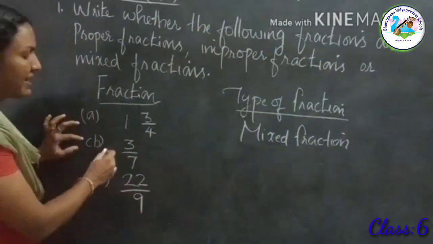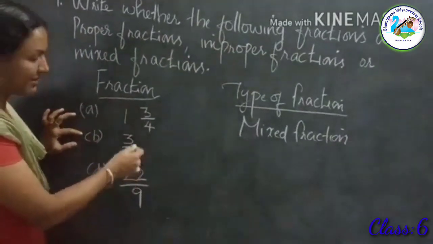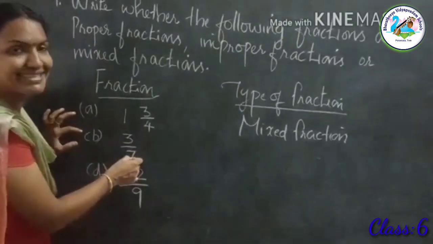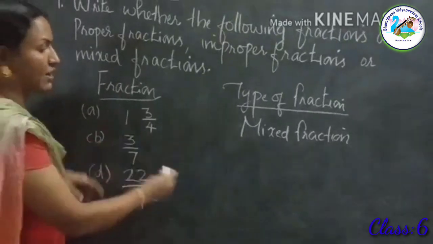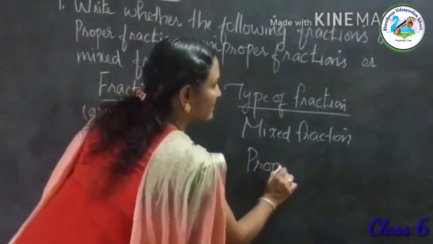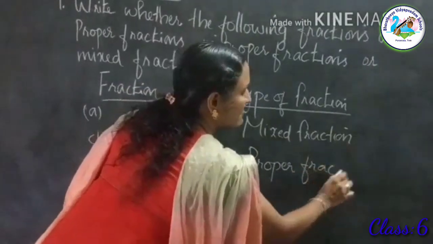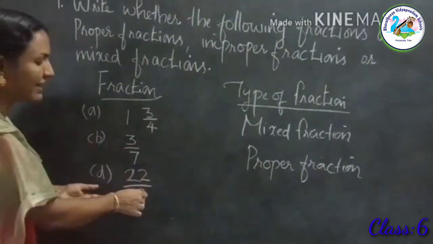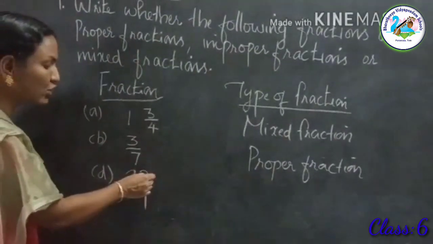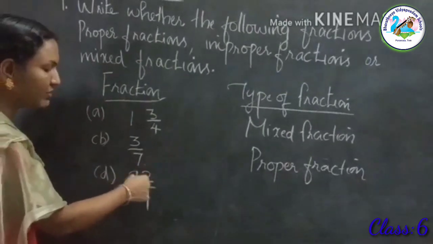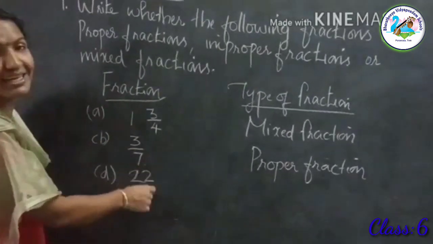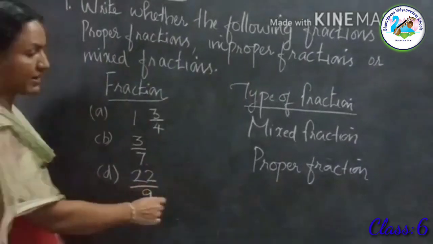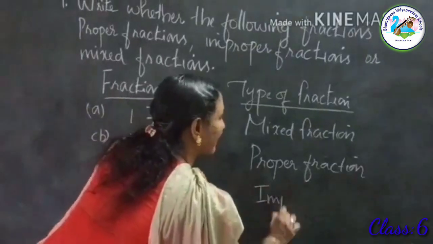The next one, B, 3 by 7. Here the numerator is 3 and the denominator is 7. So the numerator is less than the denominator. It is called a proper fraction. Next, option D, 22 by 9. Here the numerator is 22 and the denominator is 9. So the numerator is greater than or equal to its denominator. So it is improper. Improper fraction.